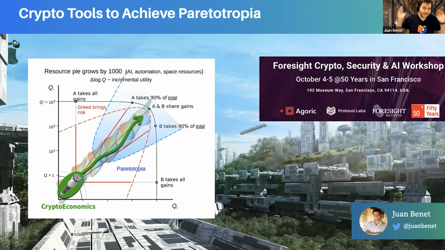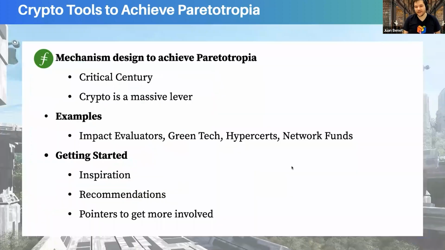So let's go. I'm going to talk about how to use crypto tools to achieve Paretotropia or Paretotopia, depending on the flavor. And I'm going to go through 3 parts. One, I'm going to make the case as to why mechanism design can really help us achieve this, why it's an extremely critical century right now, and why crypto is this massive lever that can enable us.